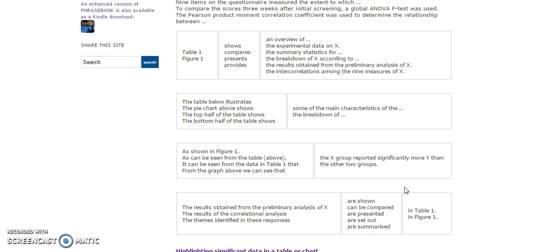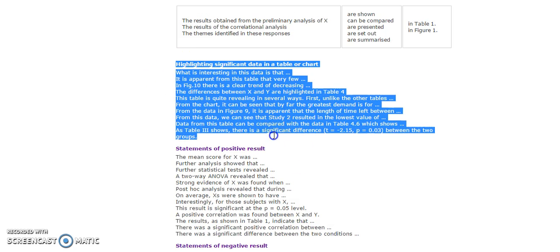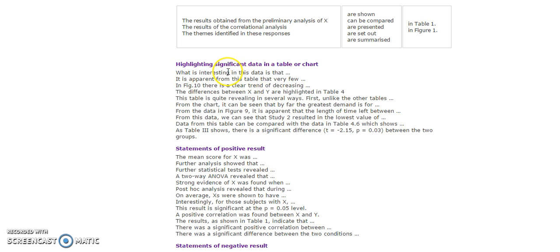But if you are highlighting outstanding information, these might be some of the words that you want to use. Significant data in the table or chart. What is interesting from the pie chart is that 2% of people said they have cheated, but they did not say yes. Why? So that's how you manipulate it.